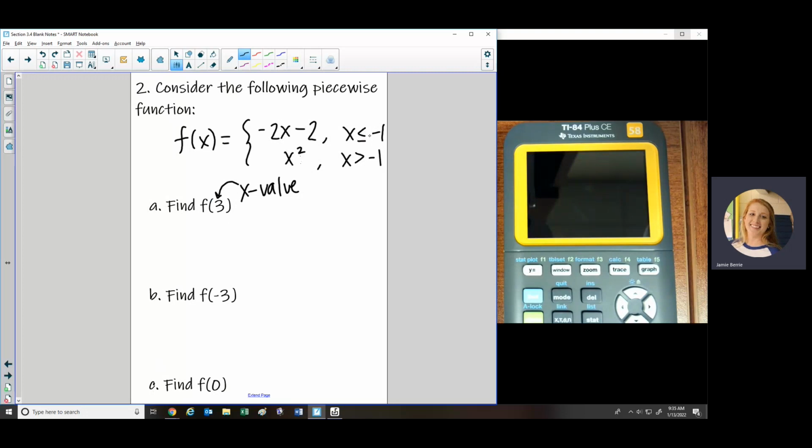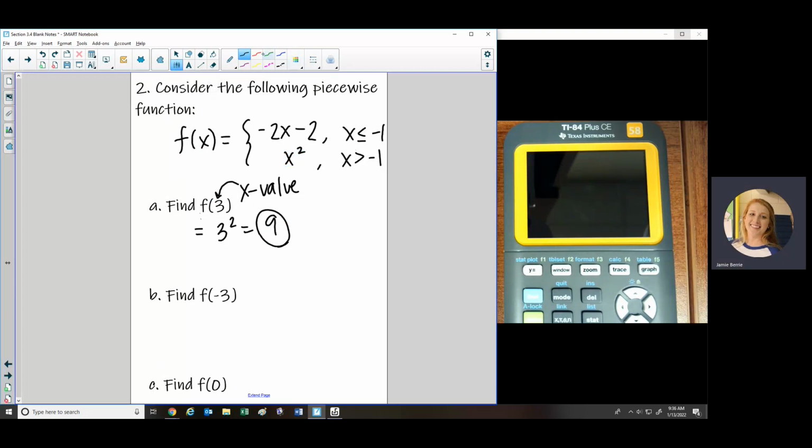Is it less than or equal to negative 1? No, it is not. It is greater than negative 1. 3 is a bigger number than negative 1. So that means we're using this bottom piece. All right, so since 3 is greater than negative 1, we use the bottom piece. Now we're going to plug 3 into the bottom piece. So f of 3 equals 3 squared. Just replaced x with 3. 3 squared is 9. That's it.